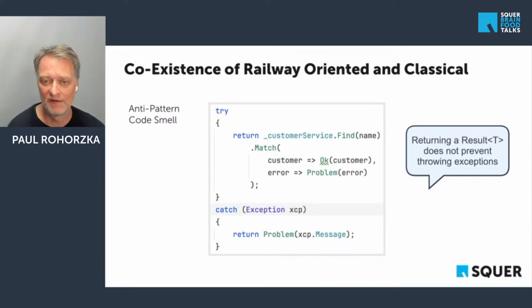And if we have that, I think that's really bad because we then have to deal with both worlds, with the exception world and with the failure track world, so to say. And we cannot really rely on the benefits of just the railway-oriented approach. So we would definitely try to avoid this.